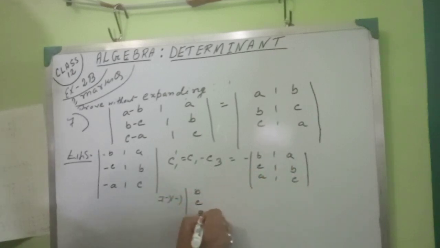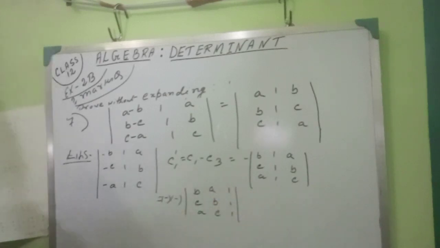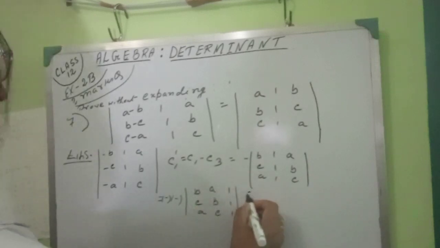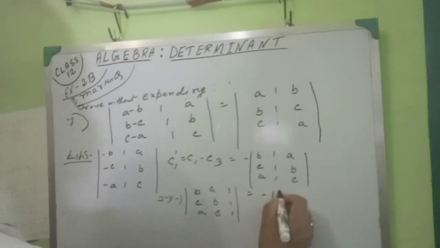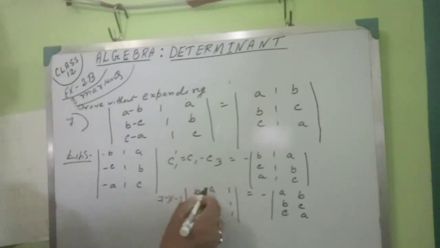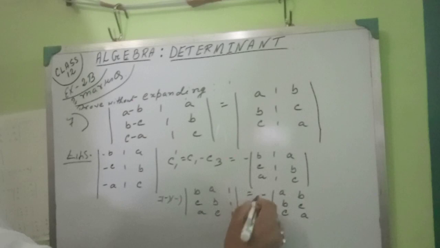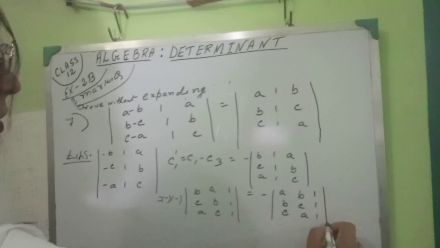So B, C, A, B, C, 1, 1, 1 is equal to this plus already. Again minus A, B, C, B, C, A. Again these two, the second and third, will be changed. So again minus is there. And 1, 1, 1. Okay.